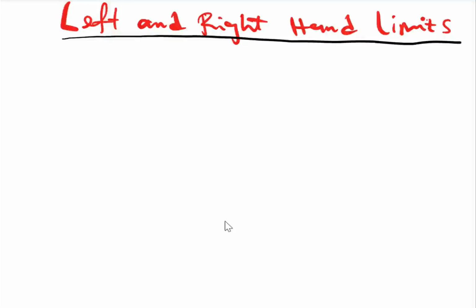In the previous video, we looked at the basic introduction of limit and how we can find the limit of a function as it approaches any number. And in this video, we shall be looking at the left and right hand limit.